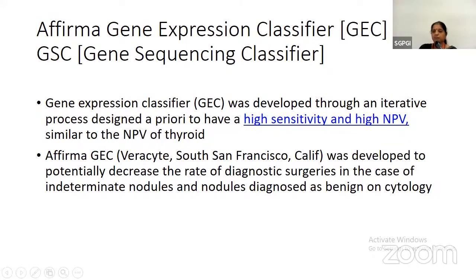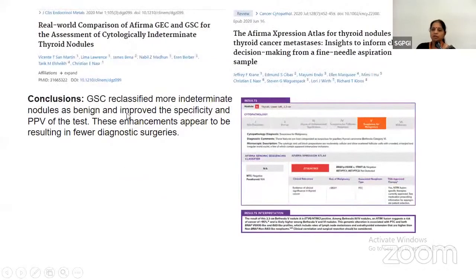Then we have the next platform, which is the Afirma gene expression classifier and the gene sequencing classifier, GEC and GSC. This was developed through an iterative process to have a high sensitivity and a high NPV, because what they wanted to do was to distinguish between the benign, the non-neoplastic, from the neoplastic. So they wanted a high NPV. So this was developed to potentially decrease the rate of diagnostic surgeries in the case of indeterminate nodules and nodules diagnosed benign on cytology. So, therefore, this again has had a decent result.